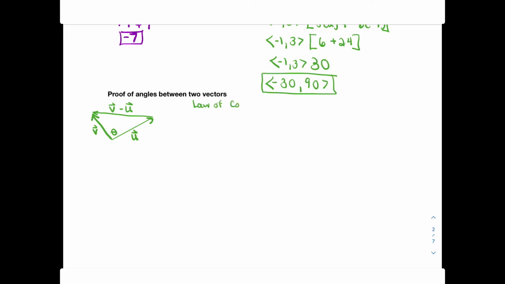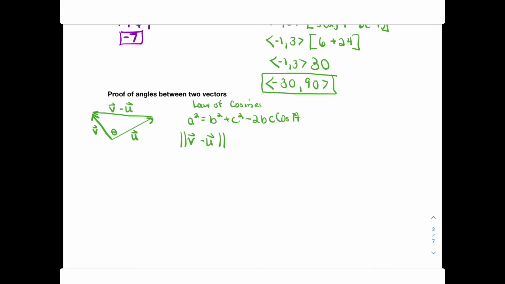And remember, to solve a triangle that's oblique, where you know two sides or three sides of the triangle and you want to find the angle, you want to use the law of cosines. Since I'm looking for theta, I'm going to let a be theta. So the side opposite theta is going to be my a term, so it's going to be vector v minus vector u.